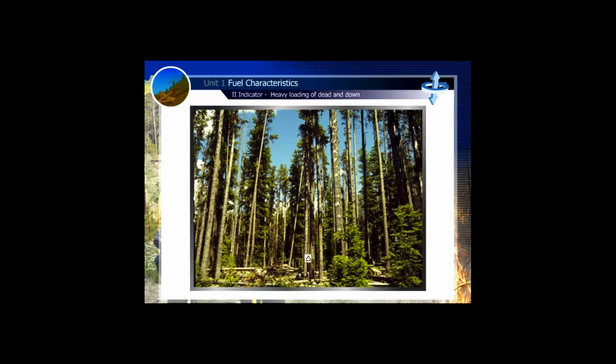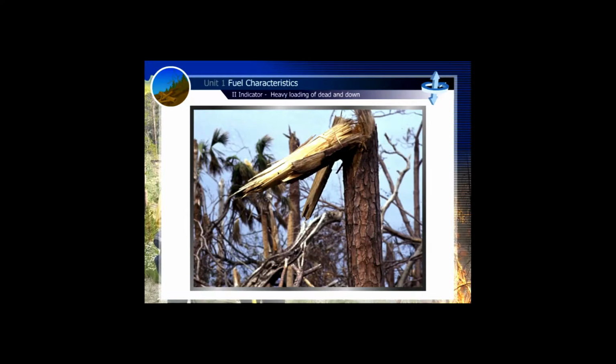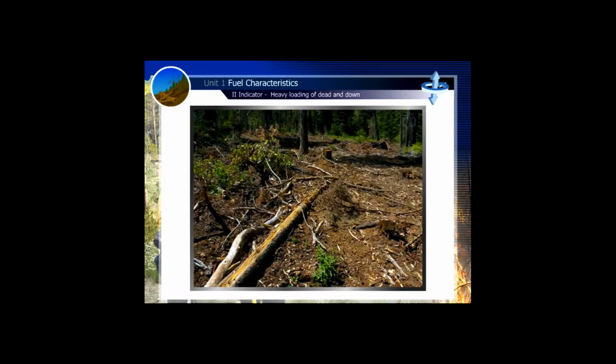Look for this indicator in older, mature stands of trees, bug-killed trees, hurricane blowdown, and thinned or logged areas.